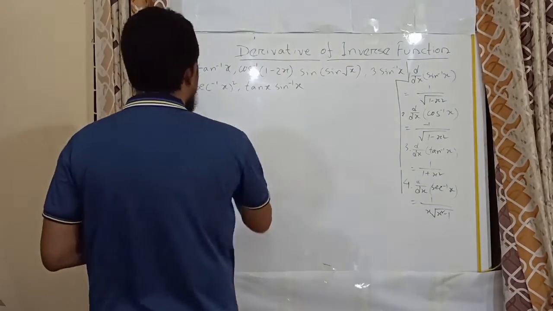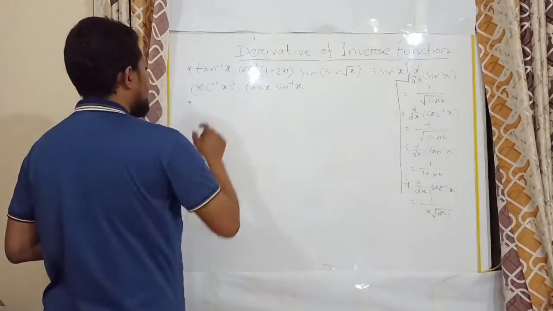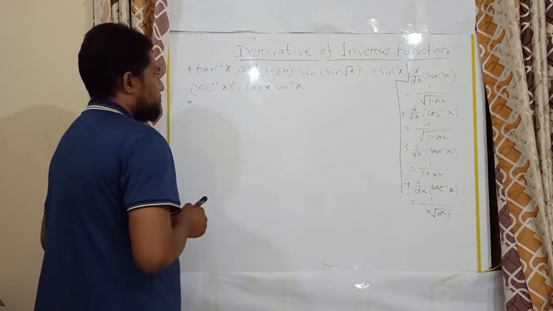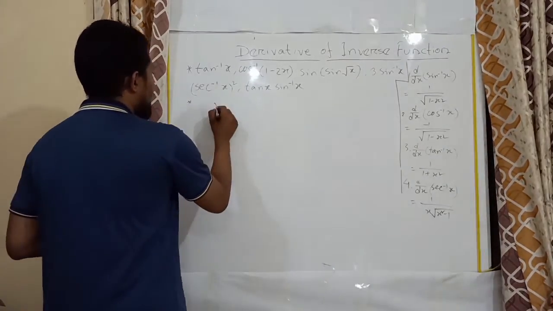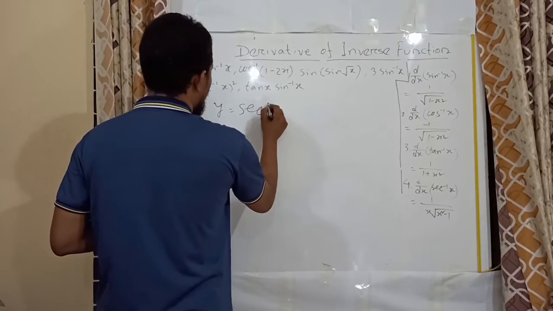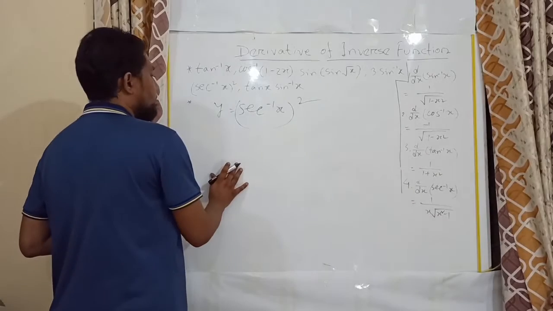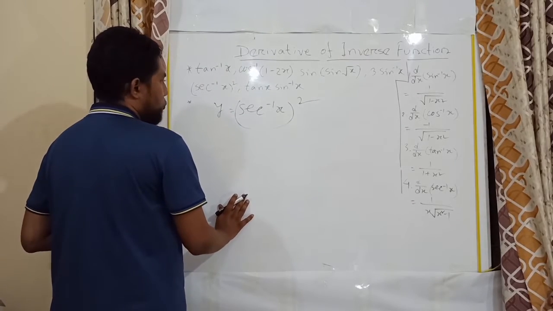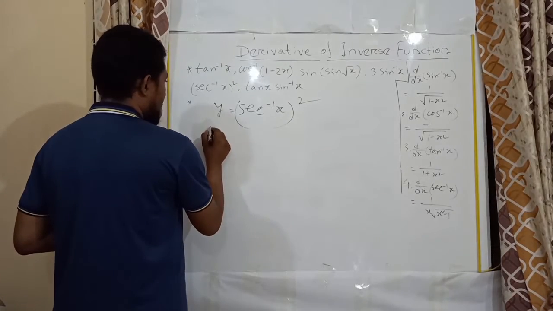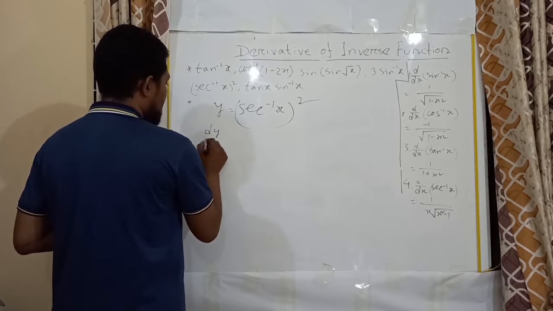So now sec inverse x whole square. So I'm doing that, y equal to sec inverse x whole square. So what should I have to do? We have to write d/dx.